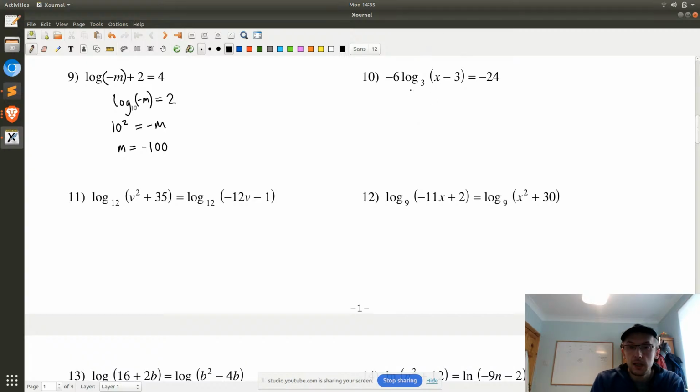For this one, start by dividing both sides by negative 6. So we have 4 on the right. So log base 3 of x take 3 is 4. And now it's saying that if you want x take 3, do 3 to the 4. And 3 to the 4 is 81. So x take 3 is 81, so x must be 84.